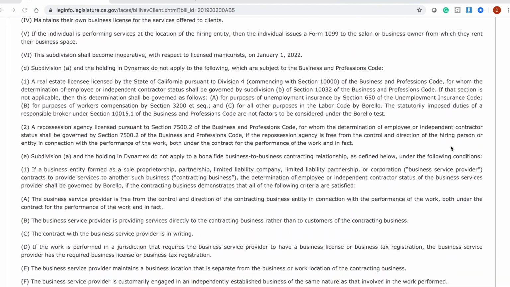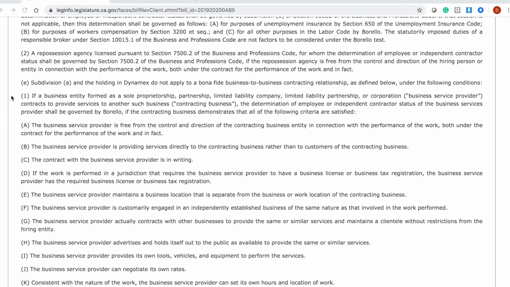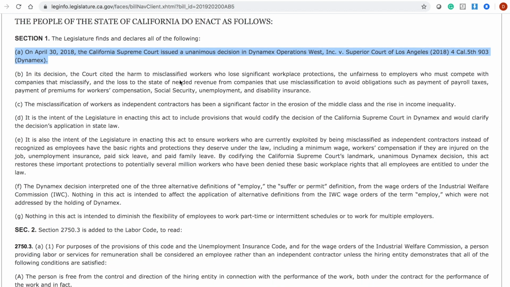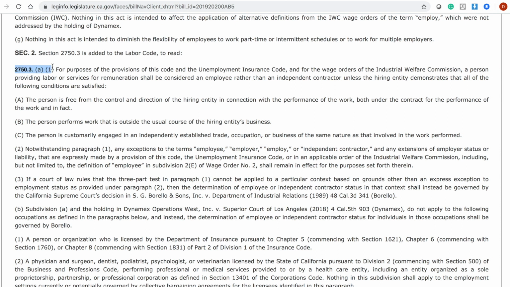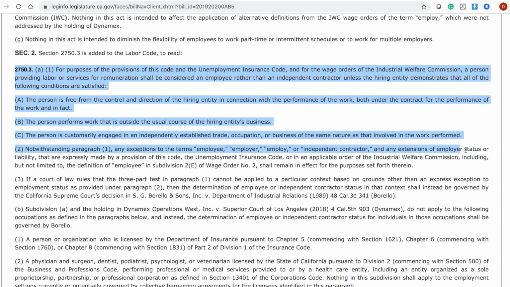So jumping over to the AB5 statute, my business falls under the subsection E. The holding in Dynamex does not apply to a bona fide business-to-business contracting relationship as defined below under the following conditions. So first, just to clarify, the holding in Dynamex is the ABC test, which is the statute 2750.3, section A. So the holding in Dynamex, the ABC test, does not apply to a bona fide business contracting relationship as defined below. And now I'm going to run through each of the items which I have to be a yes to qualify as a bona fide business.